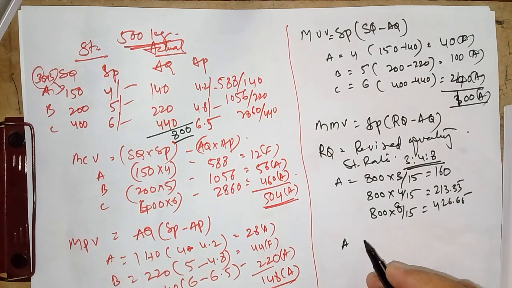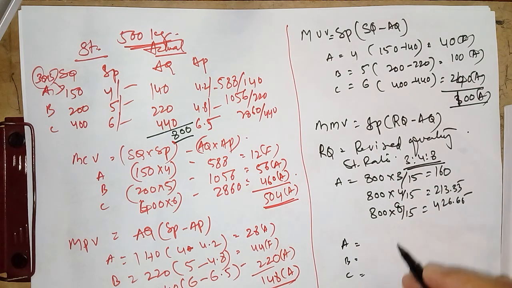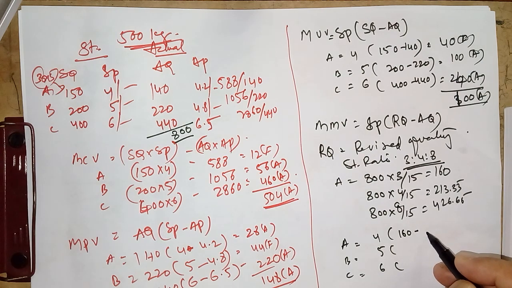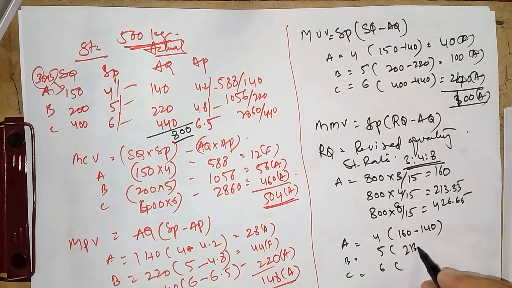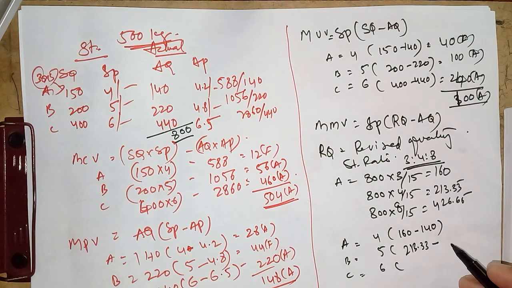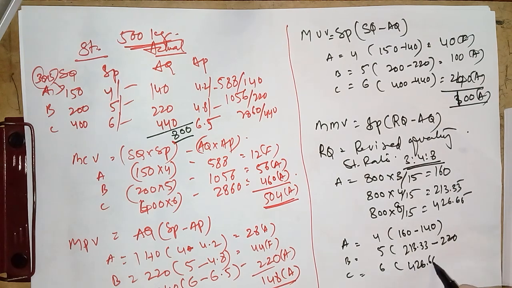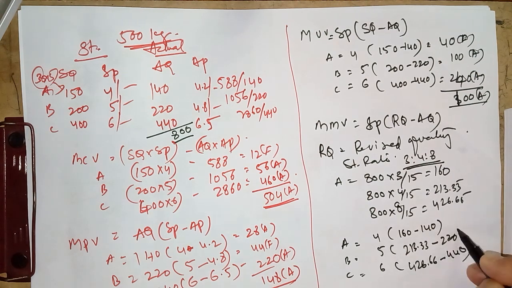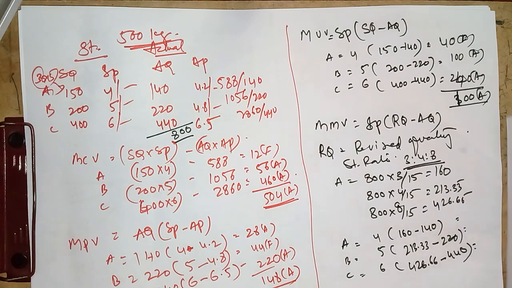Once it is done, RQ, A is equal to, what is the formula? Standard price, A, B, C. Standard prices are 4, 5, 6. Then RQ, revised quantity, is 160 minus actual quantity, right? So actual quantity is how much? 140. Then 213.33 minus actual quantity, which is 220. Then 426.66 minus 440. So simplify the equation, you'll get the answers, right?